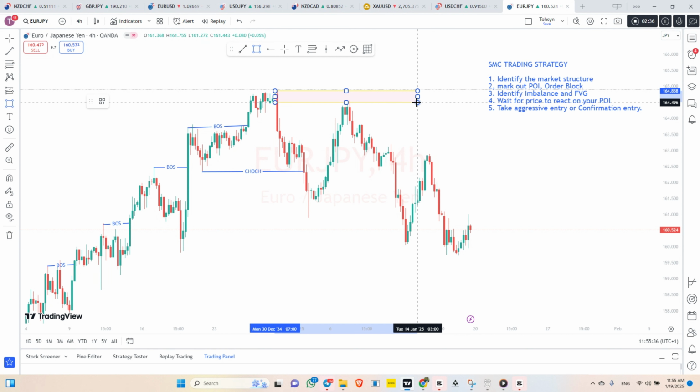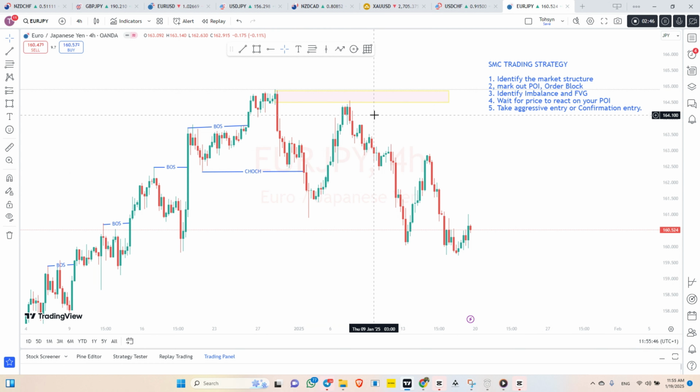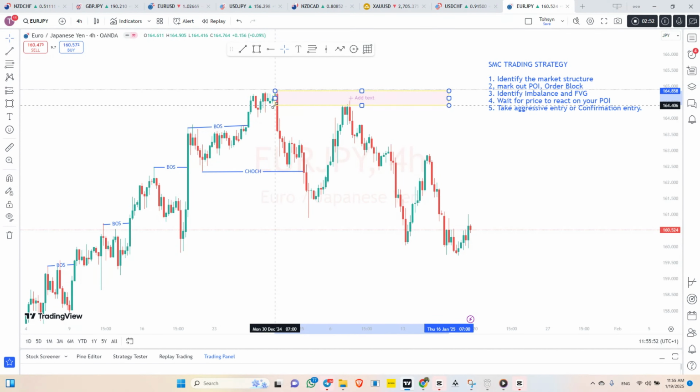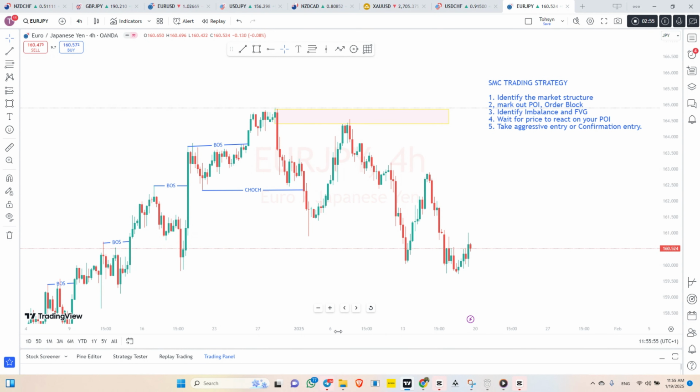Then we stretch it. As you can see, the market has come to tap into the zone that caused the change of character. So that is our POI and order block. We mark out our order block. That is our point of interest.